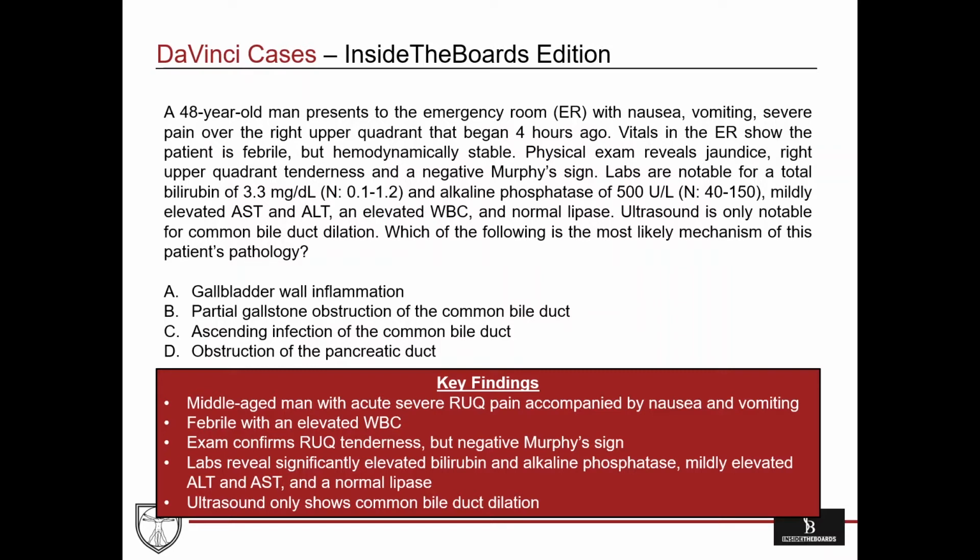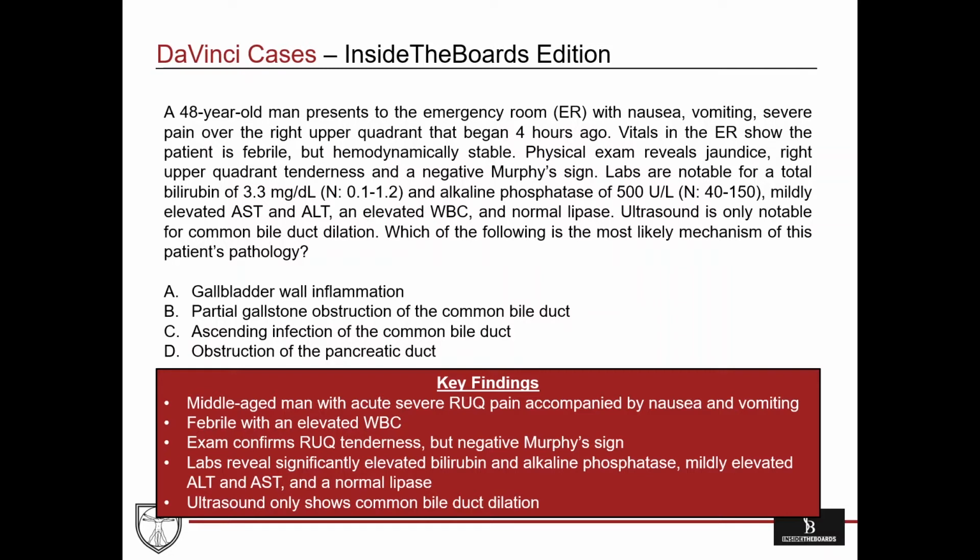The vitals are significant for a fever. His exam, more specifically, is tenderness in the right upper quadrant, but importantly, a negative Murphy's sign. And then other labs, we've got the greatly elevated bilirubin and alkaline phosphatase, and then the mildly elevated ALT, AST, with an important pertinent negative, the normal lipase level.